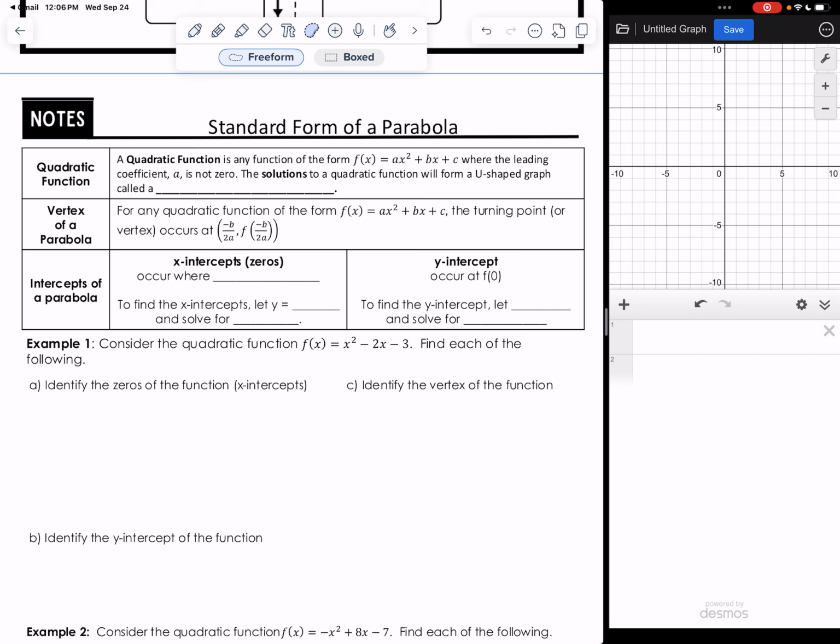In today's lesson, we will be exploring quadratic functions which are written in standard form. Before we get started, let's look at a couple of definitions. A quadratic function is any function of the form f of x equals ax squared plus bx plus c, where the leading coefficient a is not zero. The solutions to a quadratic function will form a U-shaped graph called a parabola.